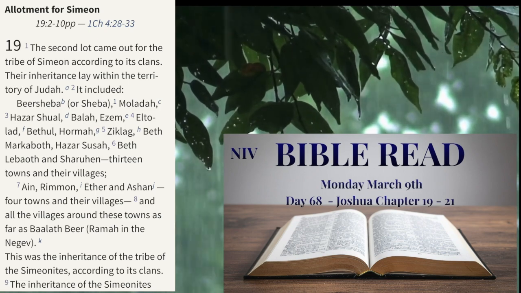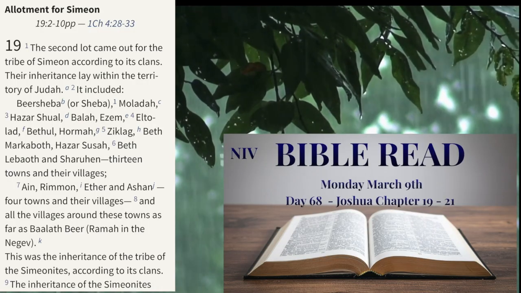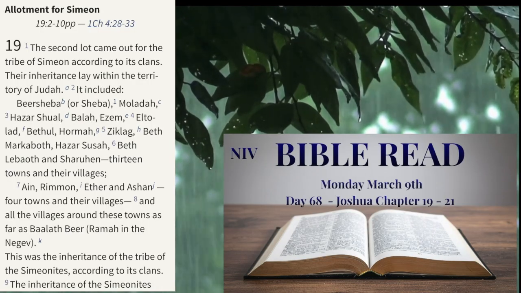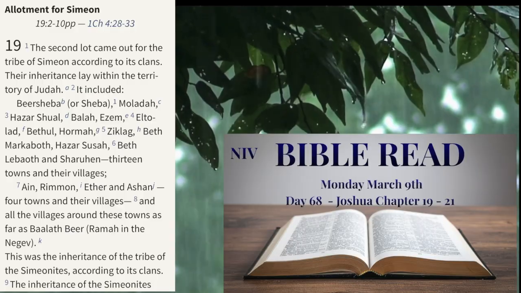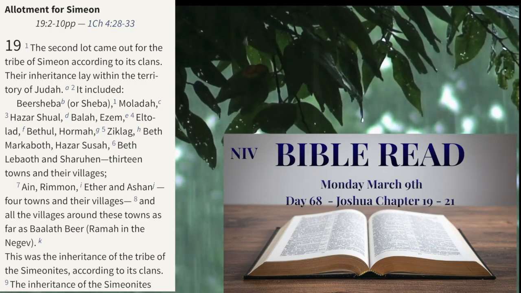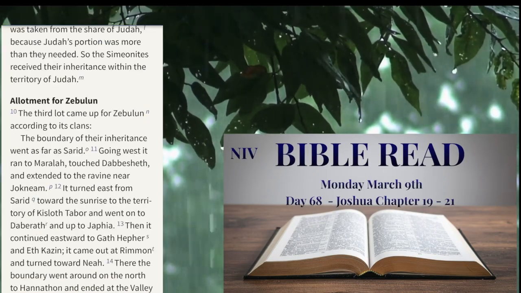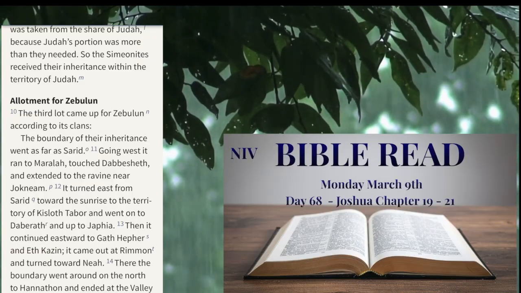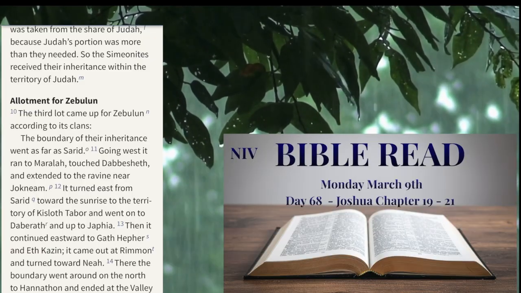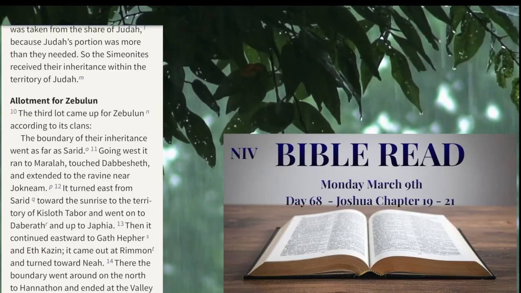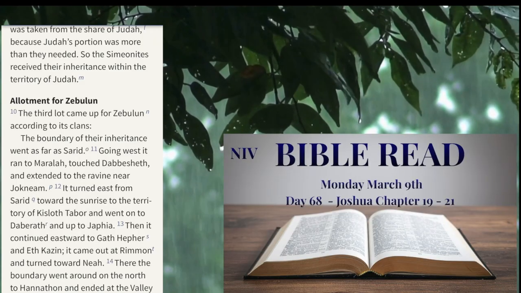and all the villages around these towns as far as Baalath Beer, Ramah in the Negev. This was the inheritance of the tribe of the Simeonites, according to its clans. The inheritance of the Simeonites was taken from the share of Judah, because Judah's portion was more than they needed. So the Simeonites received their inheritance within the territory of Judah.